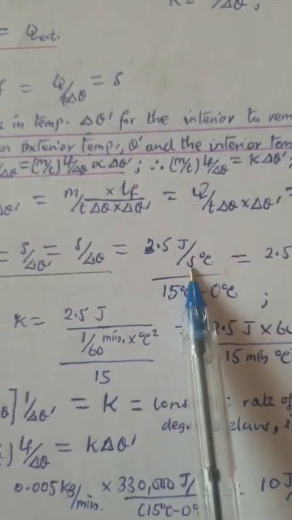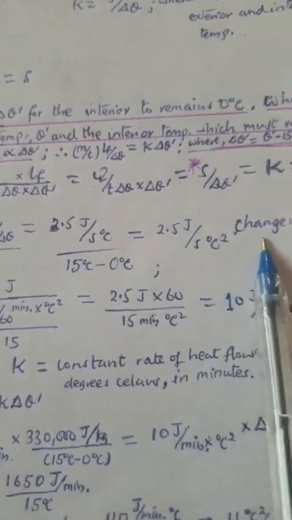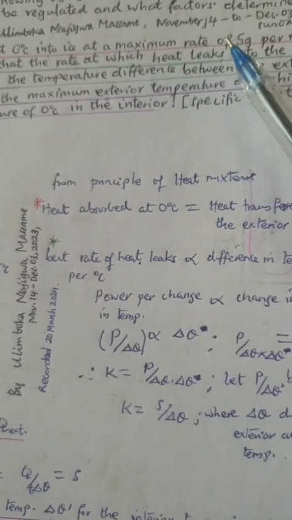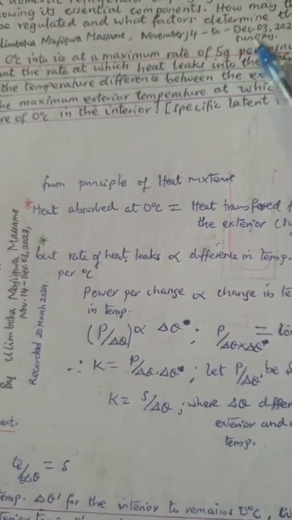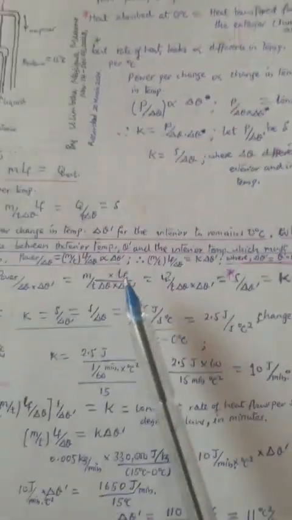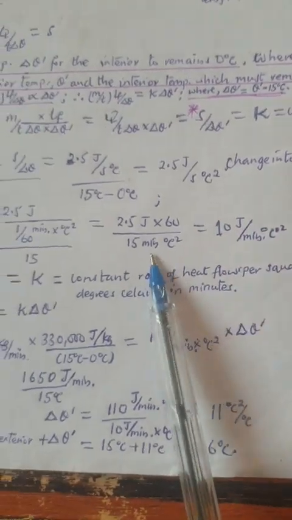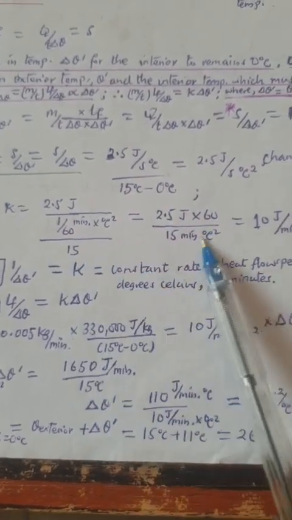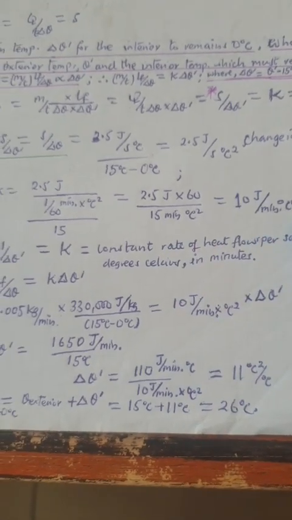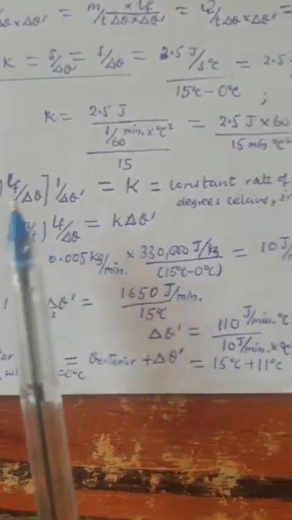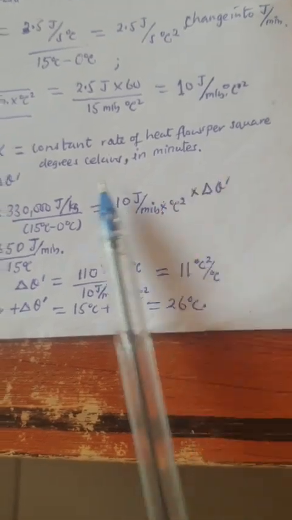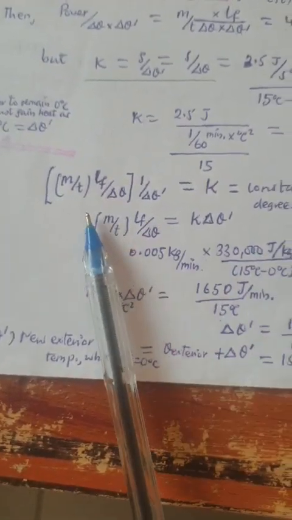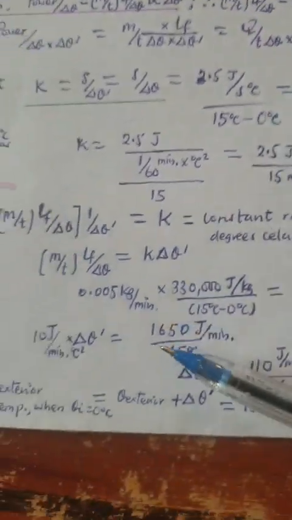But this is joules per second, and we must change seconds into minutes, because the aim of this question is converting water into ice at 5 grams per minute. Let us consider our calculations in minutes instead of seconds. When we change seconds into minutes, it becomes 1 over 60 minutes. Then we do the mathematics here and get 10 joules per minute per degree centigrade squared. This is the constant rate of heat flow per square degree Celsius in minutes. It is constant. Now we take this constant to the first equation here.